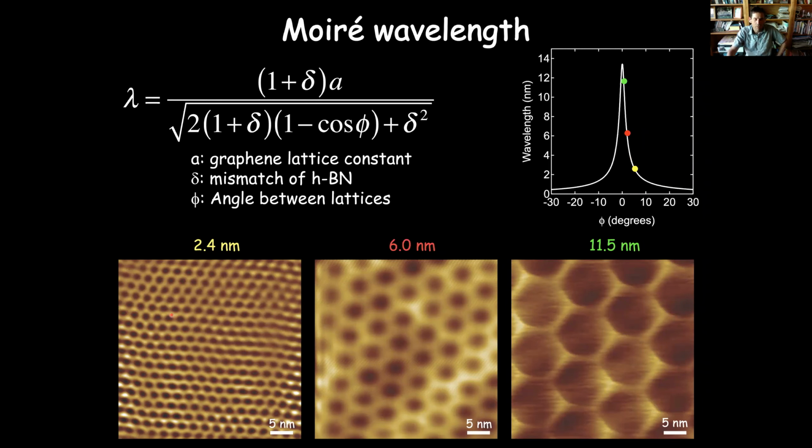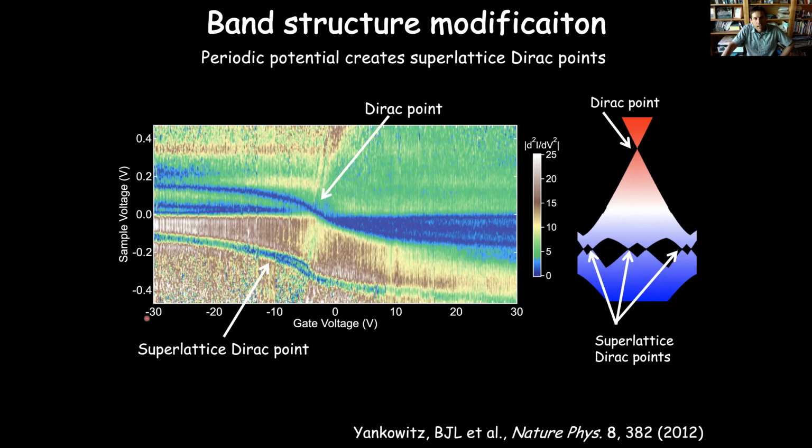This Moiré pattern, though, is also an electrostatic potential for the electrons in the graphene, so it will also affect its density of states. And we can see that effect on the density of states by looking at the dI/dV as a function of energy. What this color scale map is showing is the density of states, as a function of voltage on the y-axis between the tip and the sample, and the x-axis is the gate voltage, or the doping level in the graphene.